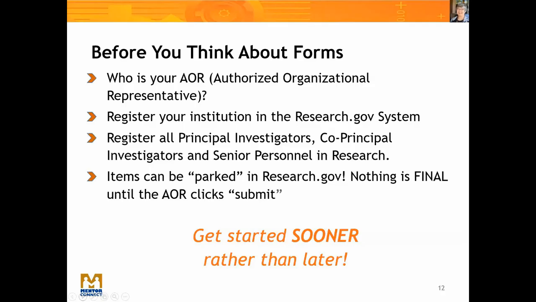The registration is a one-time activity. If your institution isn't yet registered, register in the research.gov system. You will also need to register or add to the system your principal investigator, the co-principal investigators, and senior personnel for your project. You want to check the login information to make sure all the identified people have been properly registered in the system. Then, as you complete project components, you can upload and save them in research.gov, where editing or document replacement is easy. Nothing is final until the AOR clicks the Submit button to transmit the proposal to NSF.